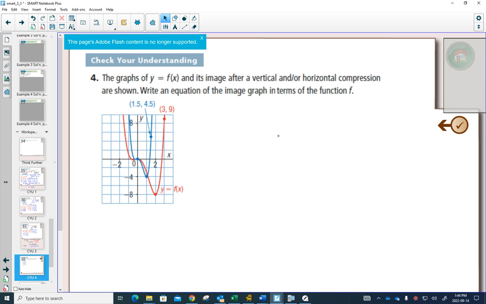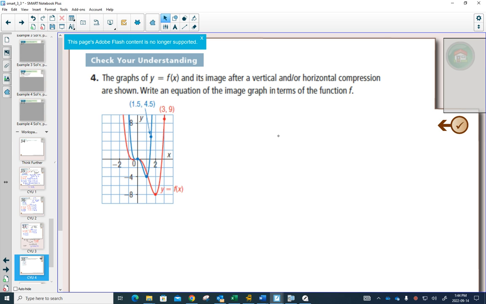So the graphs of f of x, the original graph, is the red one, had vertical or horizontal stretches and compressions, and a new graph, the blue one, is shown. Write an equation of the blue graph in terms of the function f.